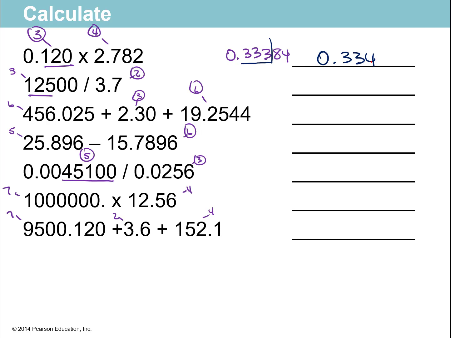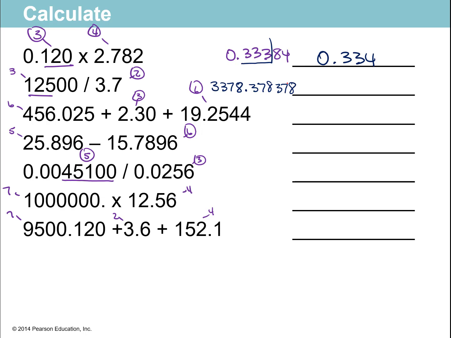12,500 divided by 3.7. Yep, and that's just the 10 digits that show up on the calculator. This is the one where students just randomly pick. They say, I'll round it at the ones, I'll just drop all the other digits off. But that's not actually true.